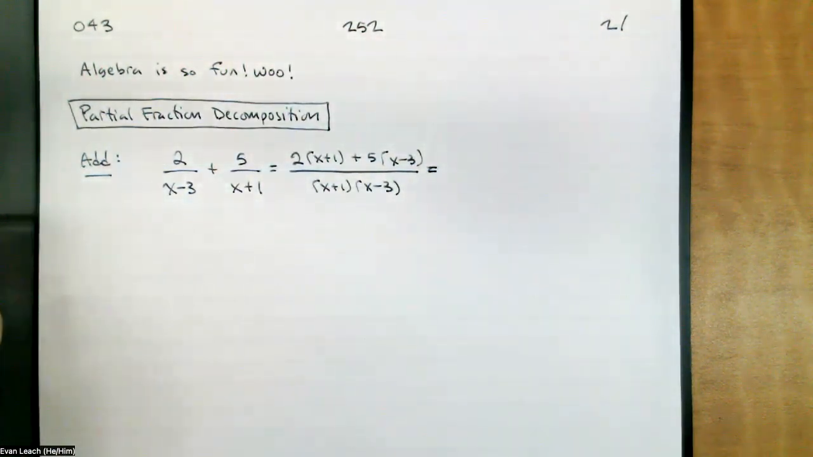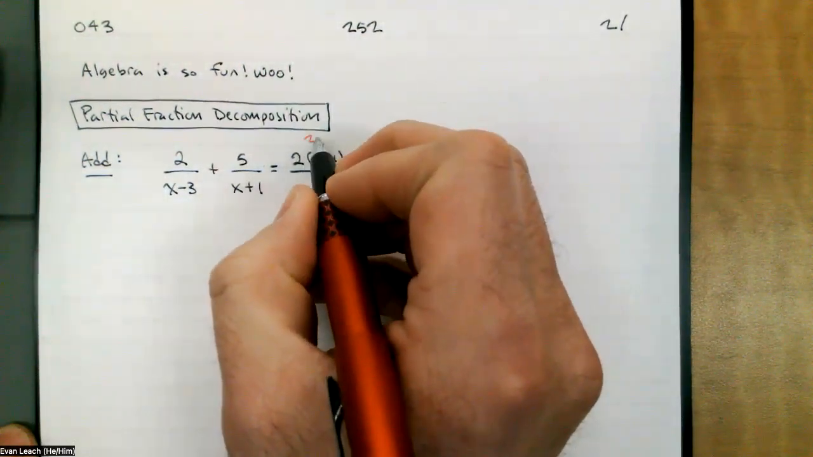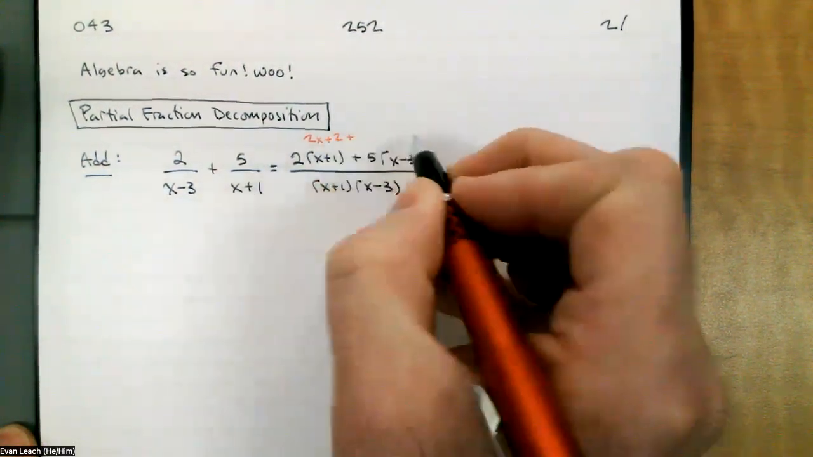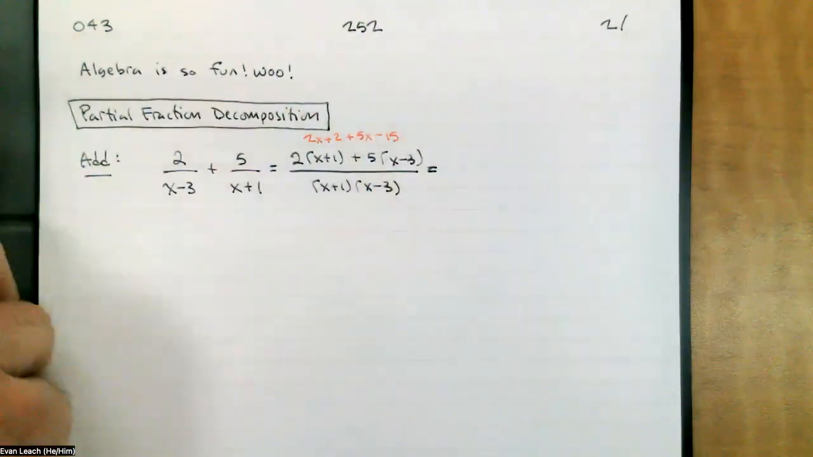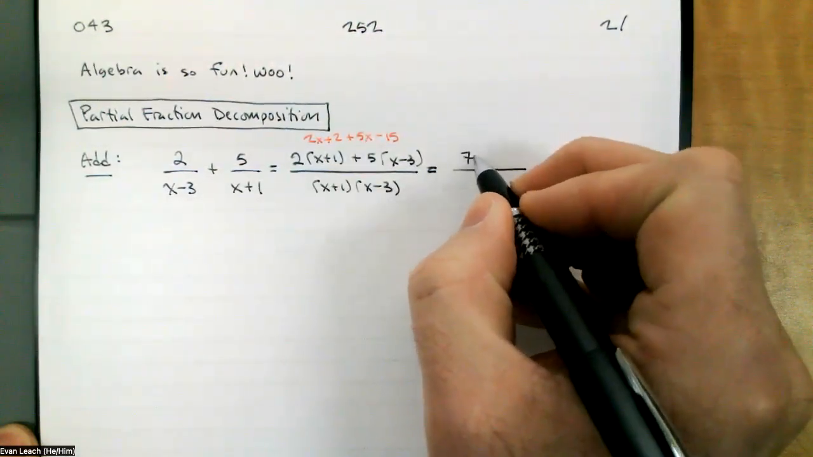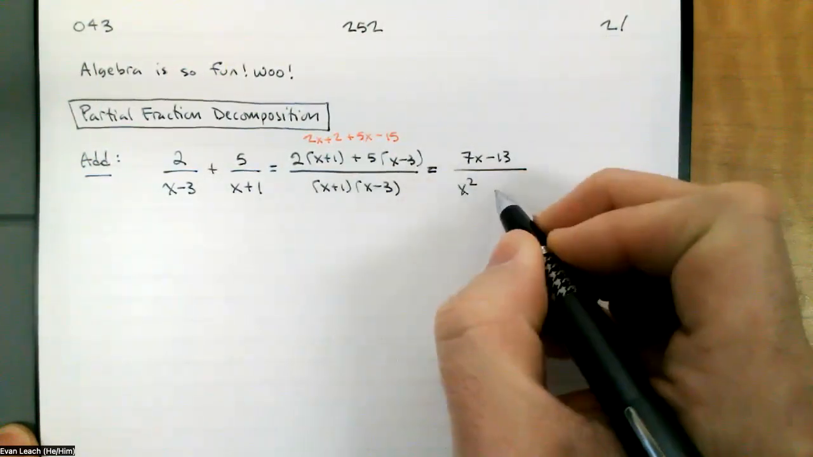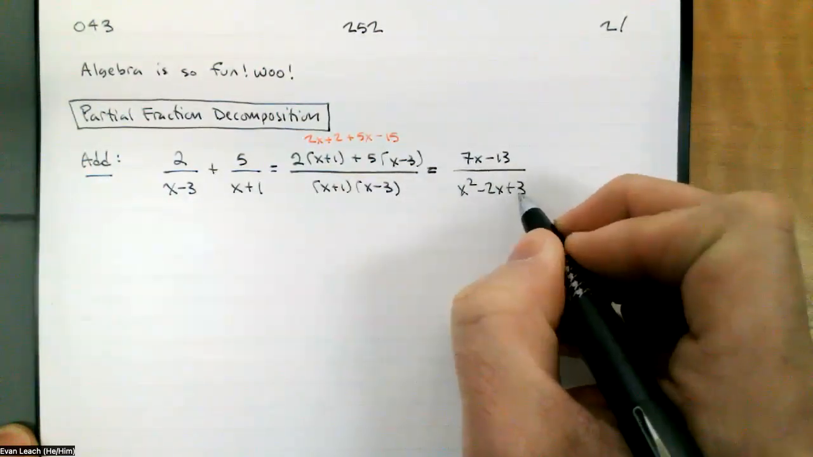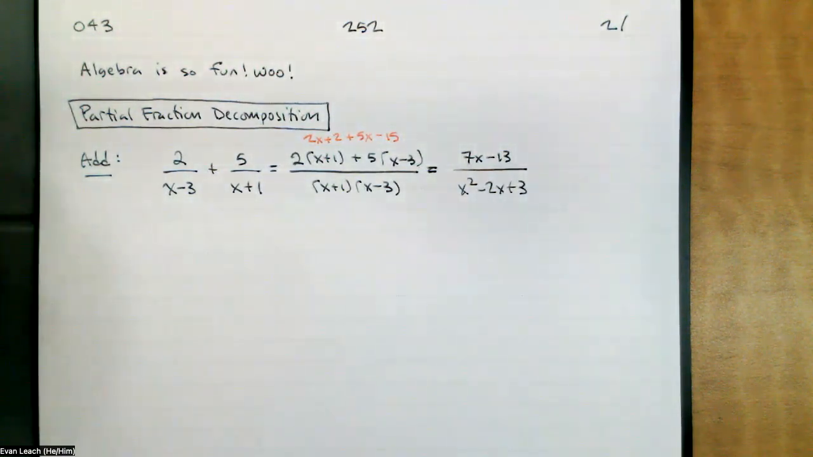So we get a common denominator, then we can multiply out the numerators. We get 2x plus 2. I can't remember everything, so I just have to write it down above. 2x plus 2 plus 5x minus 15. So I end up with 7x minus 13 over x squared minus 2x minus 3. So in this direction, all we did was add the fractions.